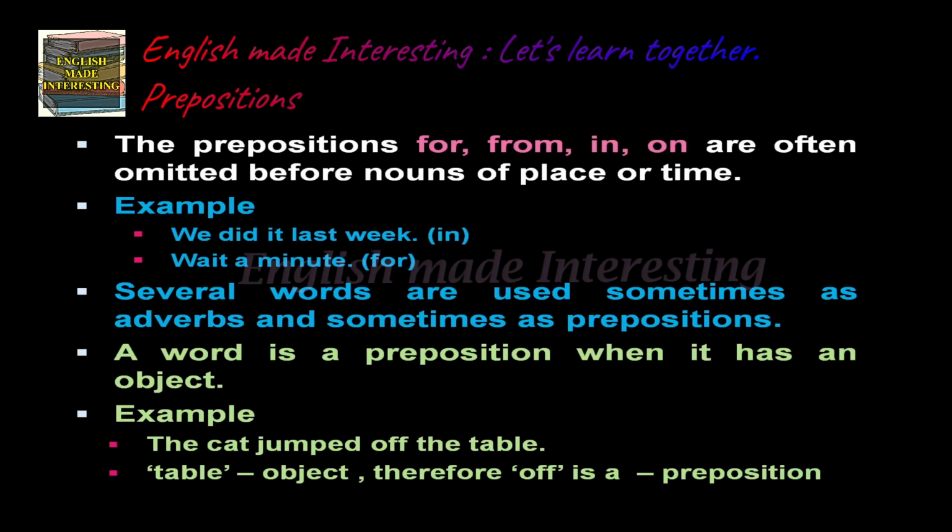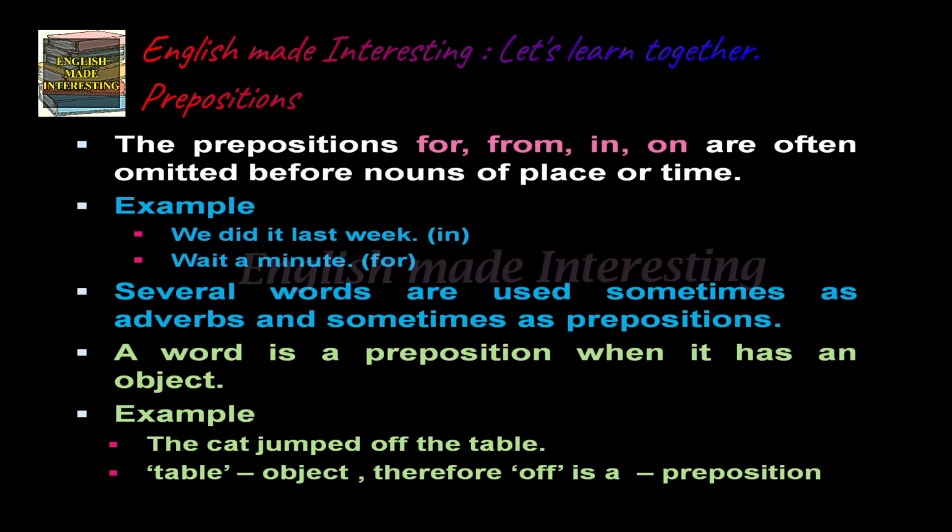The prepositions for, from, in, on are often omitted before nouns of place or time. Example, we did it last week. Here the preposition in is omitted. Now look at the next sentence. Wait a minute. Here for is omitted. You can even say wait for a minute, but here it is not necessary to use the preposition for.